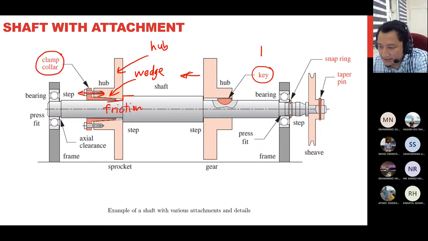And this one, the whole thing is held together by a mechanical lock, by using a key. This one is a pulley. So a typical deployment of your shaft is going to look somewhat like this. You need to be able to identify all the components and select the proper dimensions for your shafts.